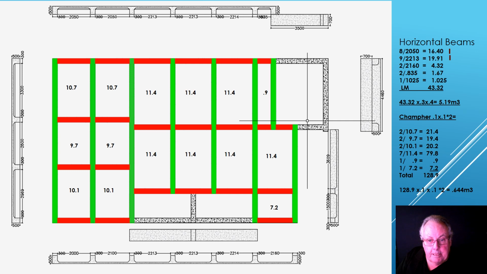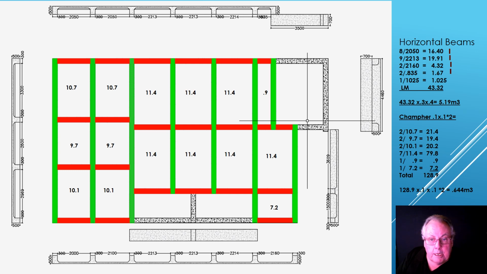Okay, down here we actually have another dimension, and it's 2760, and take off 600, we end up with 2160, and so we have 2 little strip footing beams there, which give us 4.32, and this is just all in lineal meters at this stage. Now we've got this little section through here, and the 300 has covered this, but it's actually 835 in between these 2 beams, and so we have 2 at 835.